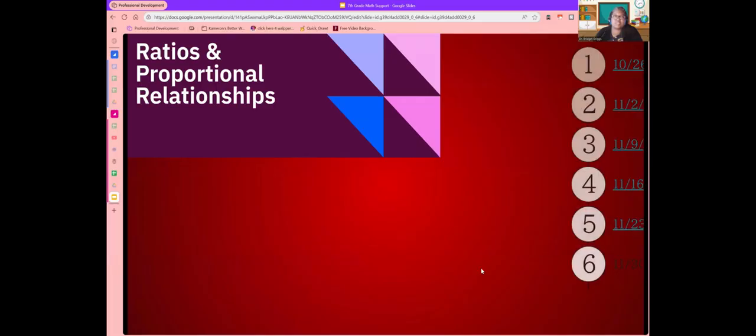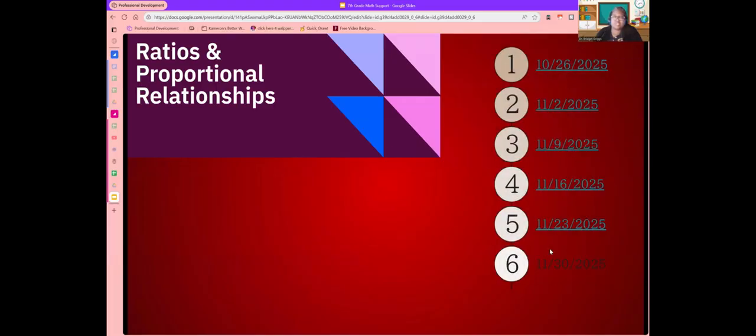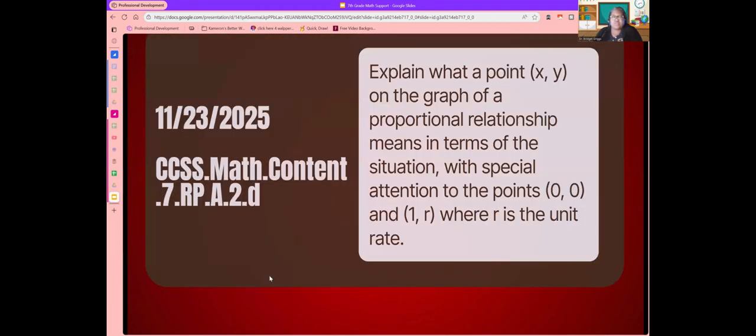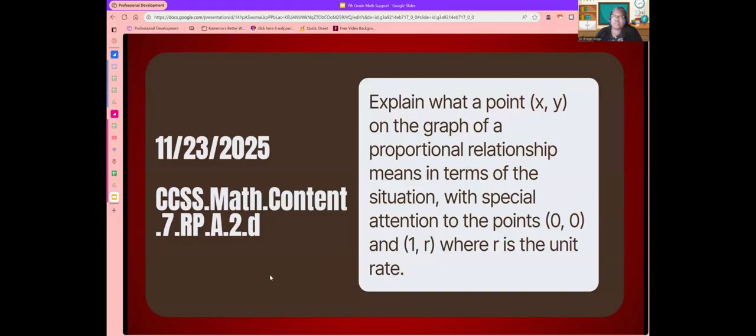Our objectives are going to be 6 under this topic. We are on the 5th, and let's check that objective out. For today's objective, we have: explain what a point (x, y) on the graph of a proportional relationship means in terms of the situation, with special attention to the points (0, 0) and (1, r), where r is the unit rate.